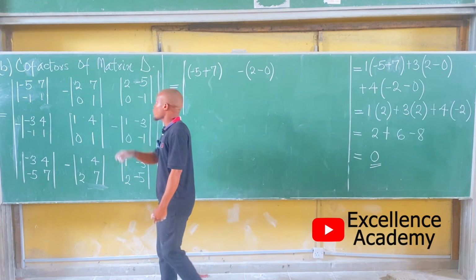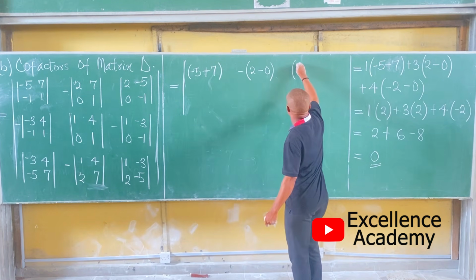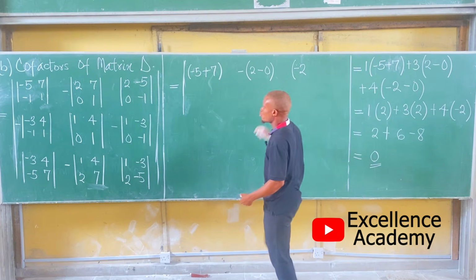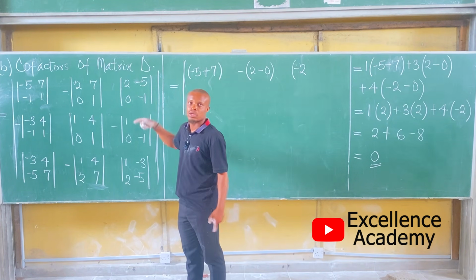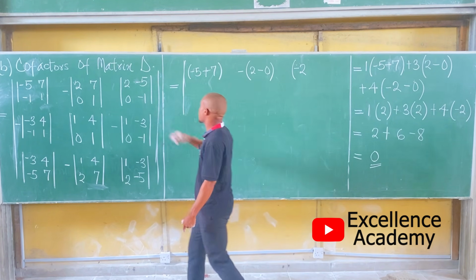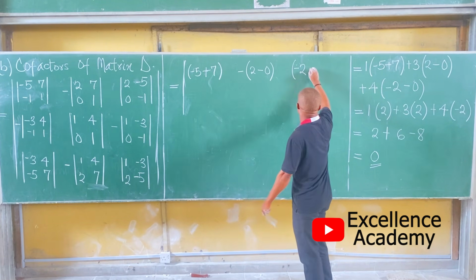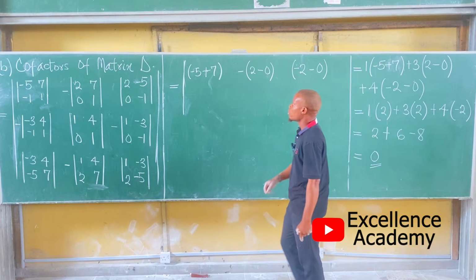Alright. So the next one here, I'm having what? 2 times minus 1 gives me what? A minus 2. 2 times this gives what? A minus 2. 0 times this gives me what? A minus, okay, 0, right? So I'm having minus 0. Alright.